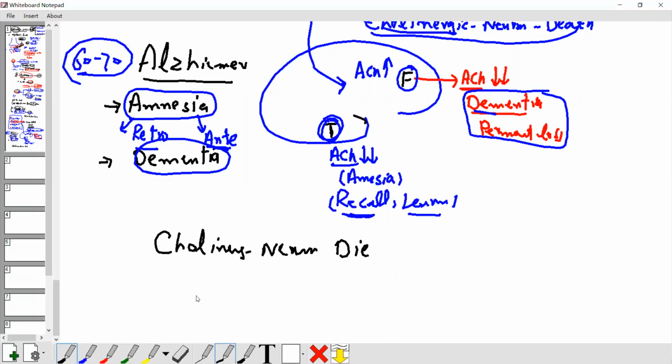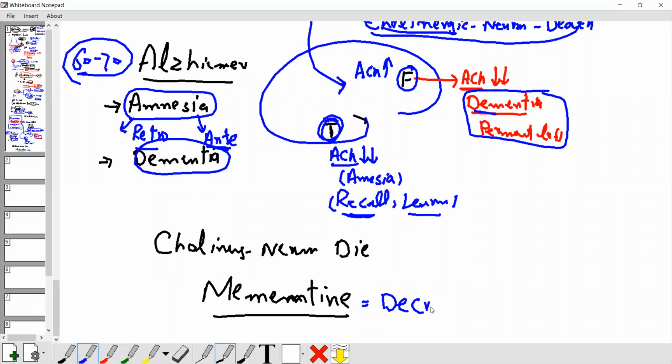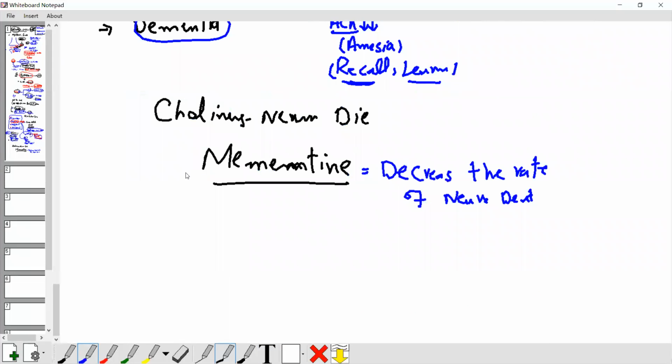In combination with these drugs, write another drug, memantine. This drug decreases the rate of neuron death. So it means memantine can stop the progression.